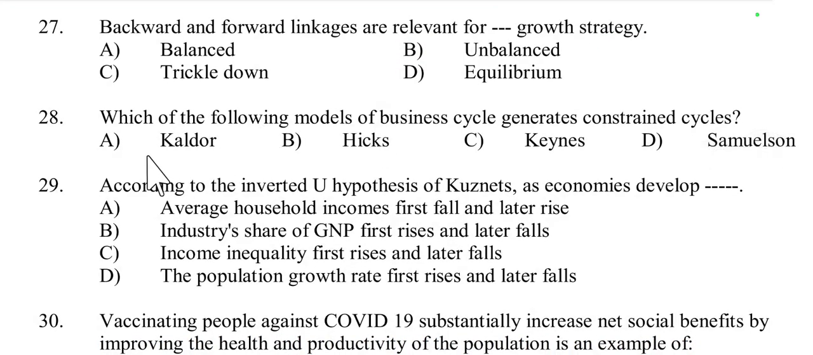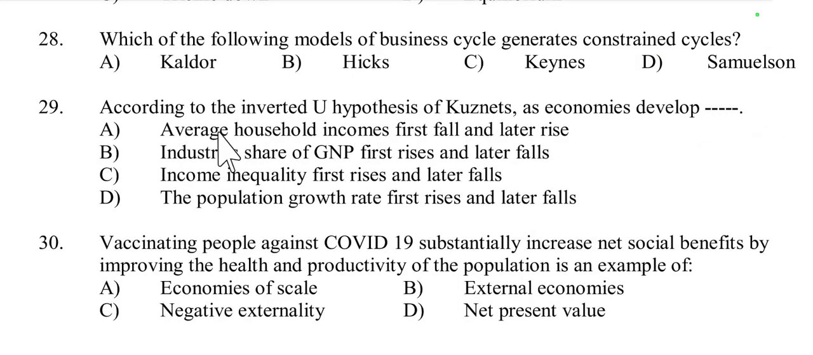Then question number 28, which of the following models of business cycle generates constraint cycle? Calder, Hicks, Keynes, Samuelson. According to Hicks business cycle theory, it generates constraint cycle. The Hicks model, also known as the Hicks-Hansen IS-LM model, produces constraint cycles in which fluctuations in economic activity are influenced by constraints in the economy, such as limits on capital accumulation or adjustment in the labor market. So it is Hicks constraint cycle.